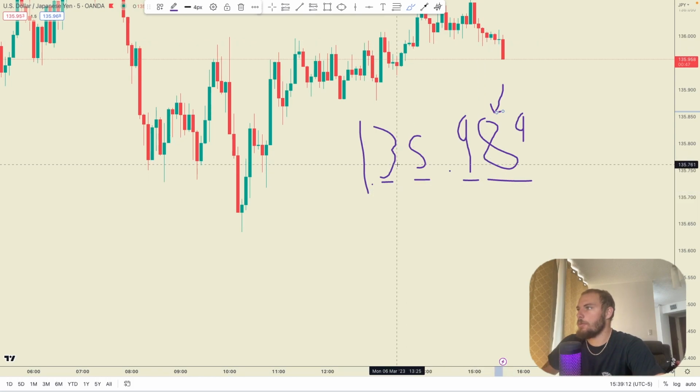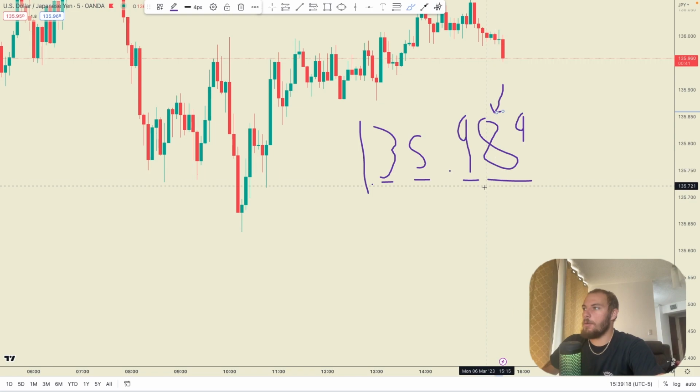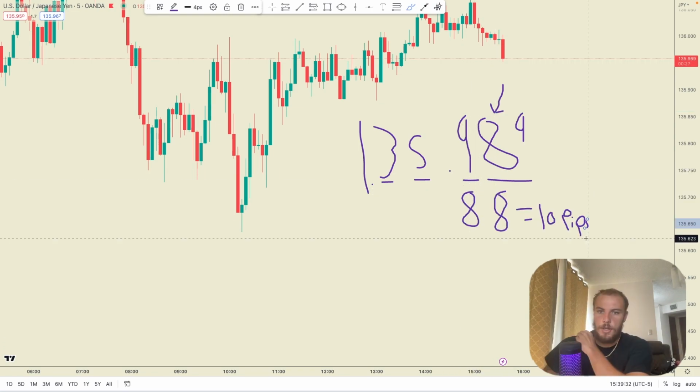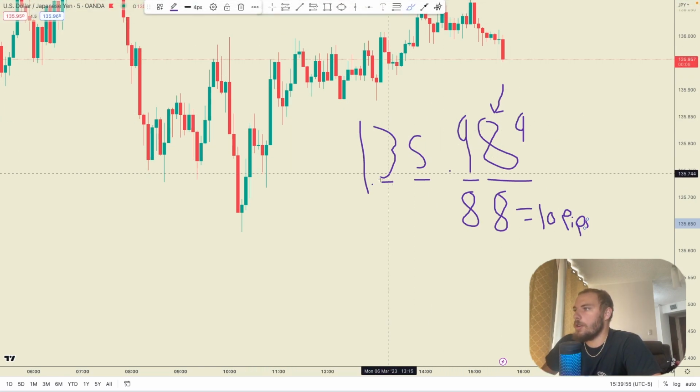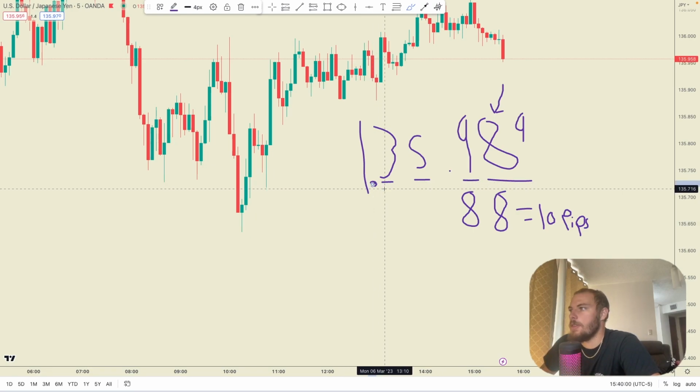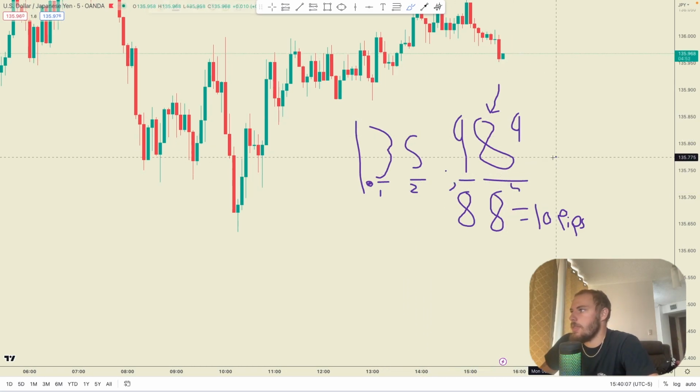If it went from 135.88, that would be a 10 pip change. Okay? So, to recap, on any currency like JPY that has a large number, for example, 135.95, what that's saying is $1 US equals 135.95 yen. What you're going to do is you set your decimal point right after the first digit, and then you count 1, 2, 3, 4 over, and this is your pips.